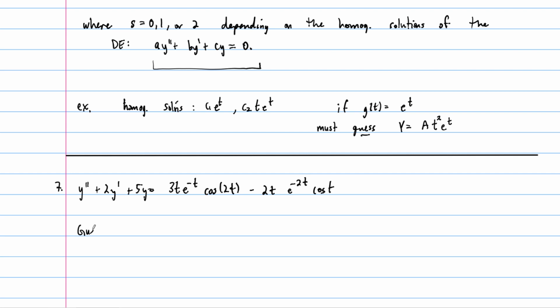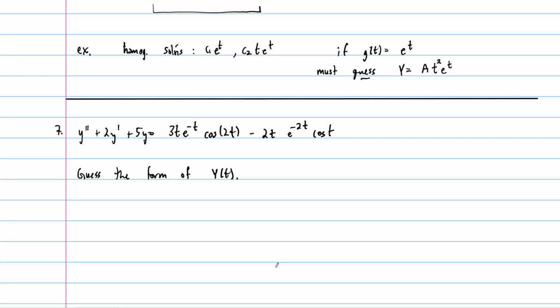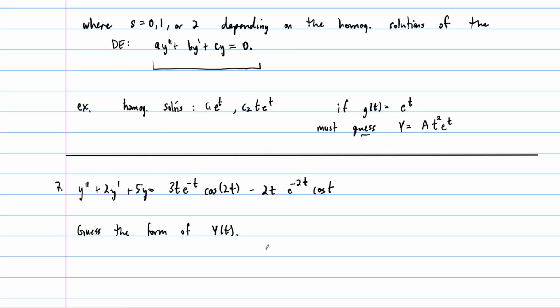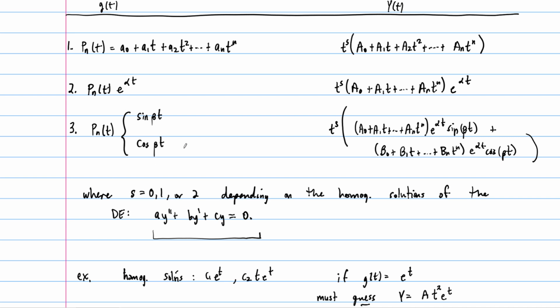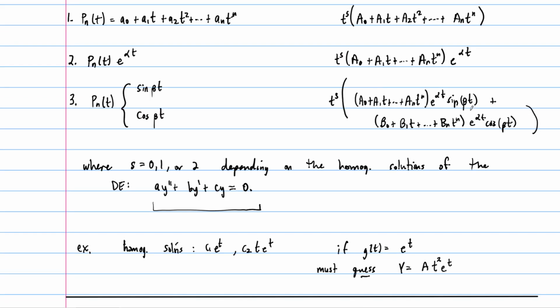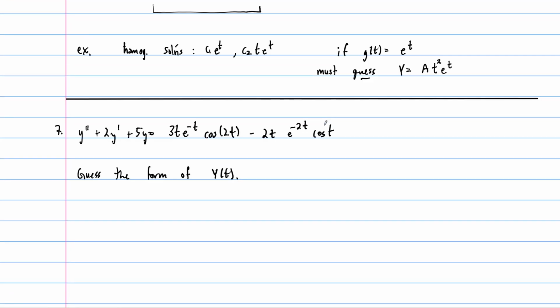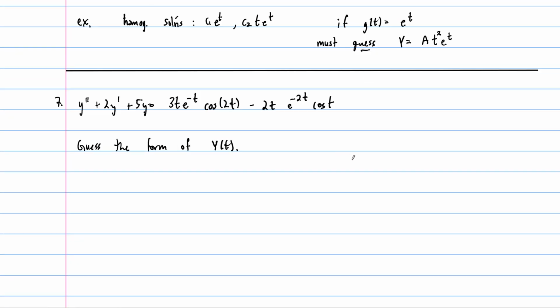I want you guys to write down a guess for the form of capital Y of t. Don't actually solve for the coefficients on this one, but just take a moment and write down the guess that you think using this theorem. Figure out which case it fits in, figure out exactly what you need to multiply by. But figure out the form, and I'll check back in with you after you've had a moment to work on it.